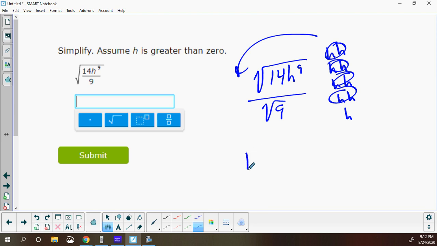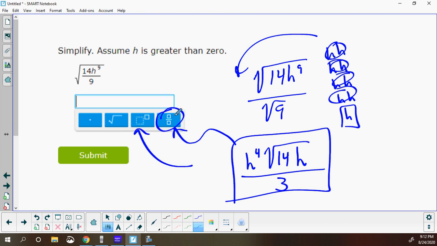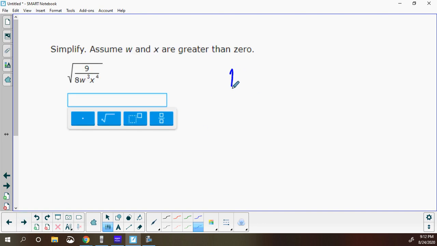So as we just discussed, h to the 4th. There's going to be an h left behind. 14 on the inside. Square root of 9 is 3. Done. Be very careful about plugging this stuff in. You're probably going to have to hit the fraction key first, just to make it look like mine. So, square root of 9.